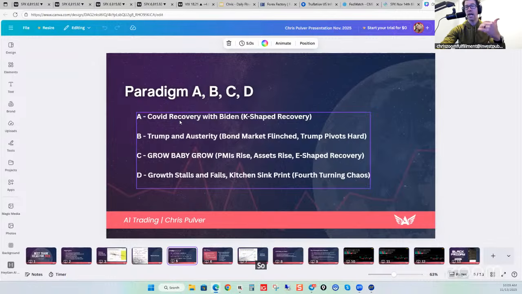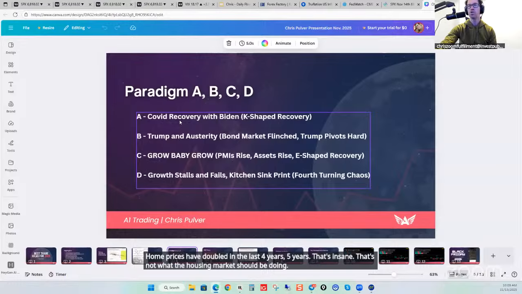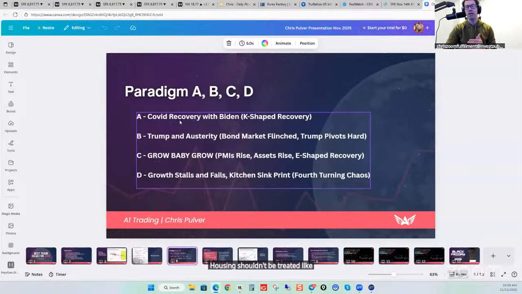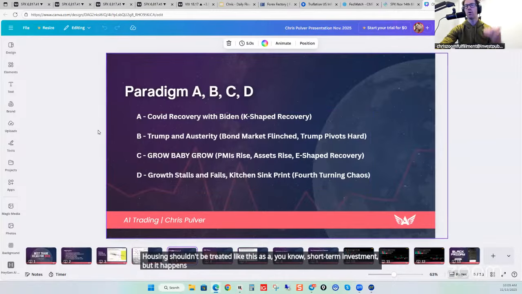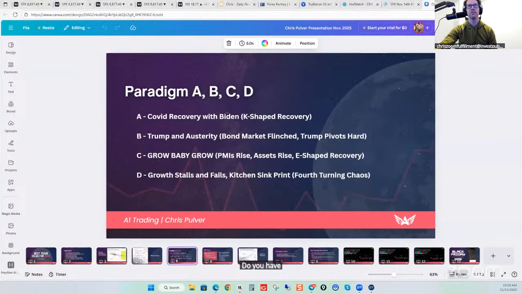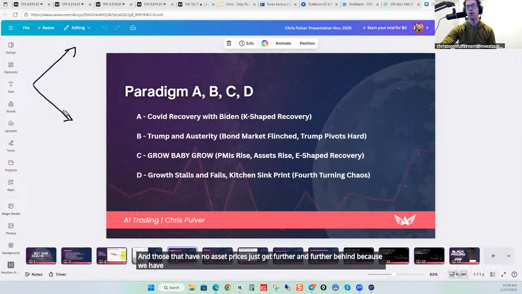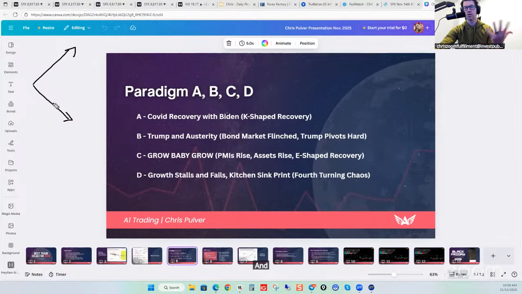So those that had assets saw assets appreciate. I mean, home prices have doubled in the last 4, 5 years. That's insane. That's not what the housing market should be doing. Housing shouldn't be treated like a short-term investment, but it happened. So you have things that look like this. Your asset prices go up, and those that have no assets just get further and further behind because we have loss of purchasing power and a debasing of our currency, which is nothing new.